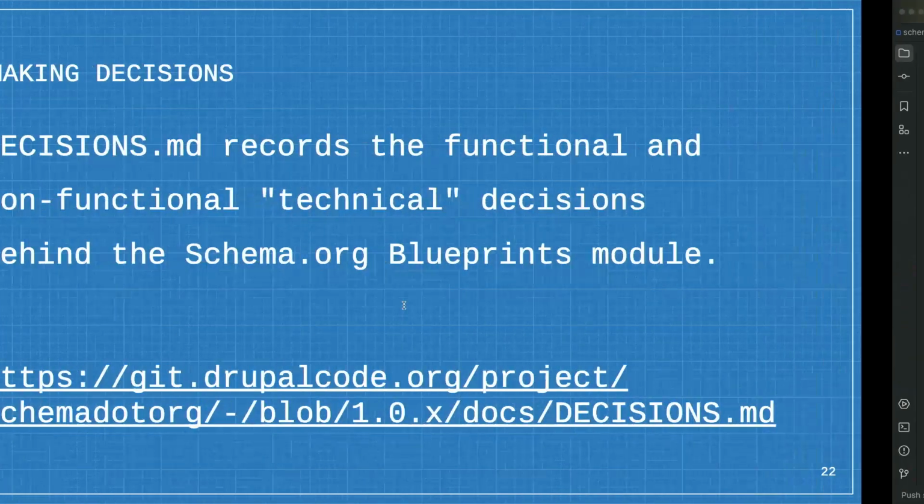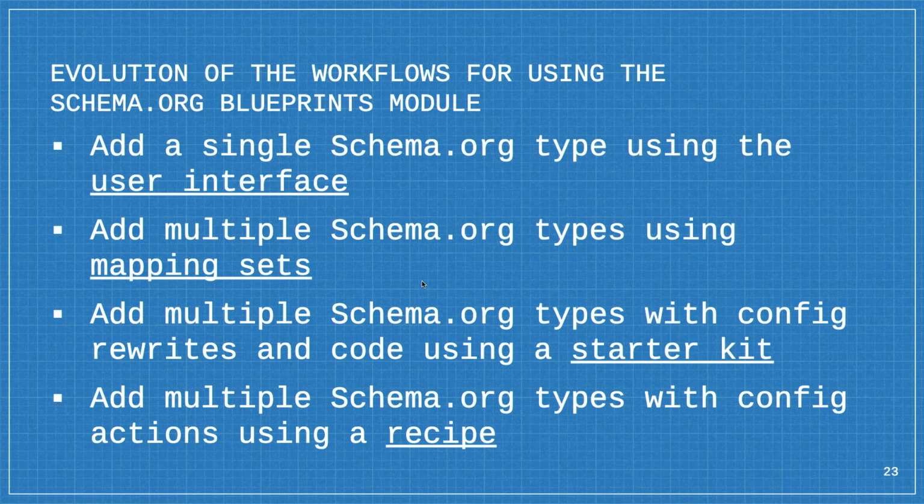Going back into the presentation, there were a lot of ways to show you the module, and I decided to just talk about the evolution of the workflows for using the schema.org blueprints module. I've been working on it for over 2 to 3 years, and it started out as you go in and you add a single schema.org type using the user interface. And then that evolved into, well, you really need more than one schema.org type to build a content architecture, so I implemented mapping sets, which is multiple schema.org types.